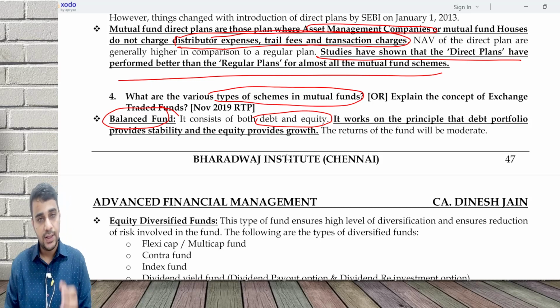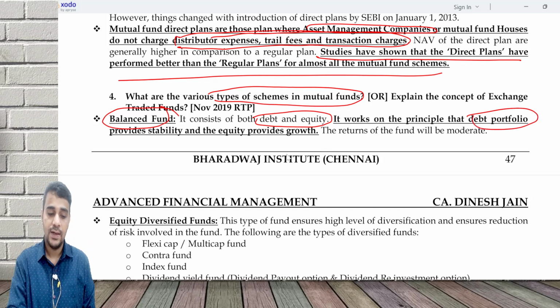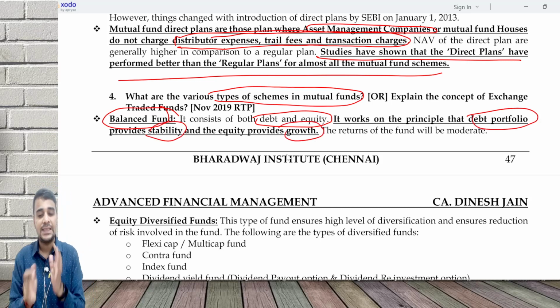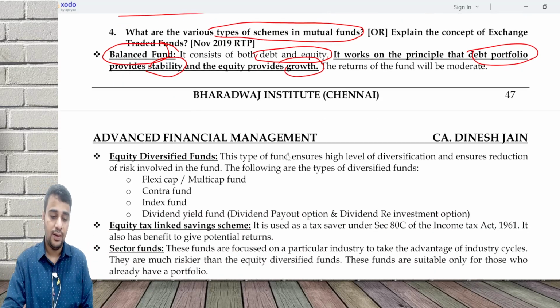What it does is it invests in debt as well as in equity. Debt is for protection, equity is for return. So debt provides stability, equity provides growth. So it tries to balance the risk, or moderate risk, moderate return.